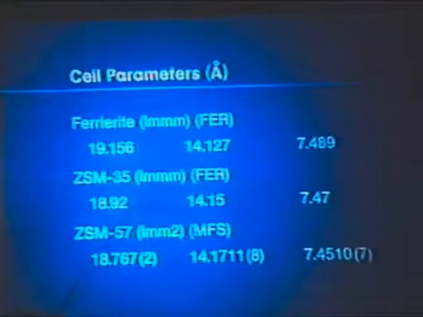This compares the cell parameters of ferrierite, of ZSM-35 and of ZSM-57. You see they are very similar, both a, b, and c. And this, again, reflects the similar structures.